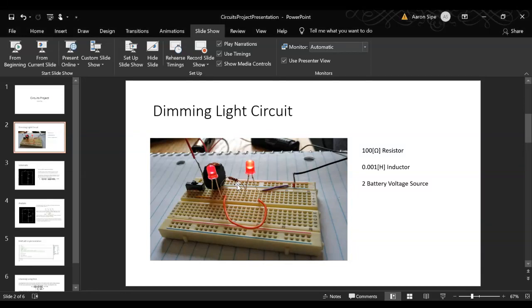Alright, hi. I'm Aaron Sipe, and I was doing a pretty simple circuit design that would allow two LEDs with one of them to be much dimmer than the other one. My design has one singular 100 ohm resistor, a 1 millihenry inductor, then my voltage source is two batteries connected in series to add up to approximately 3 volts.